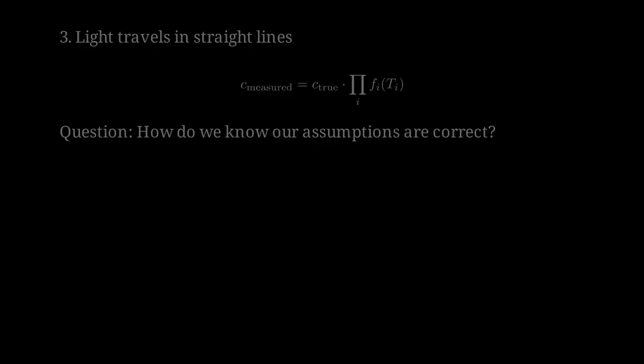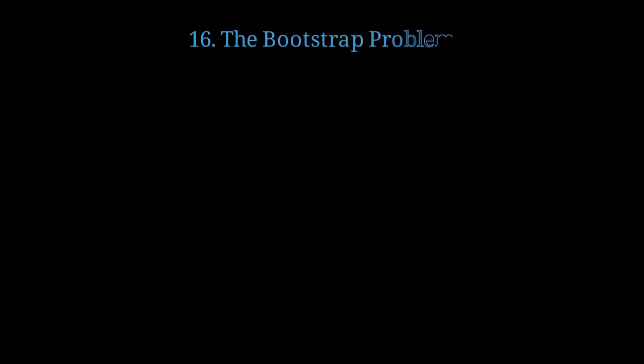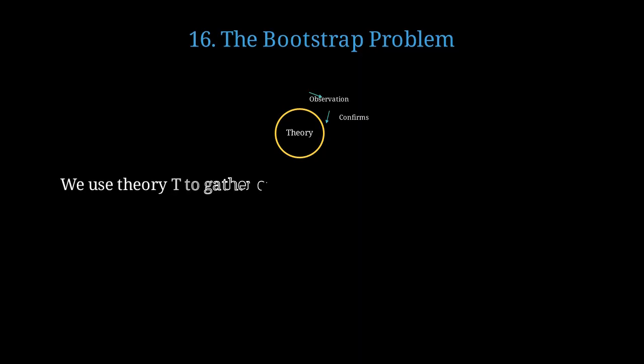This creates what philosophers call the bootstrap problem. Theories pull themselves up by their own bootstraps. They define what counts as evidence, then cite that evidence as support. We use theory T to gather and interpret evidence E, then use that same evidence to support theory T. It's circular. The logical structure is T implies E implies T, creating a circular reasoning pattern.